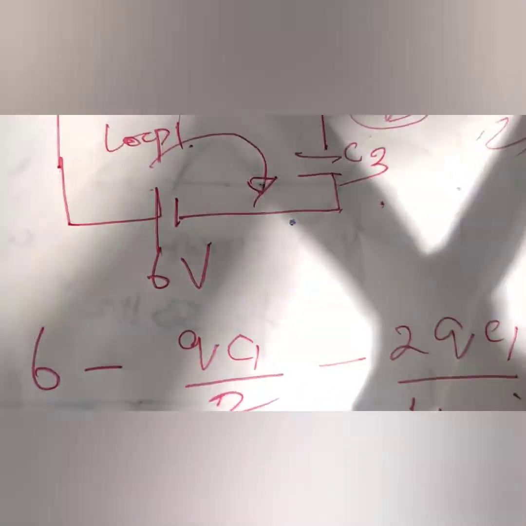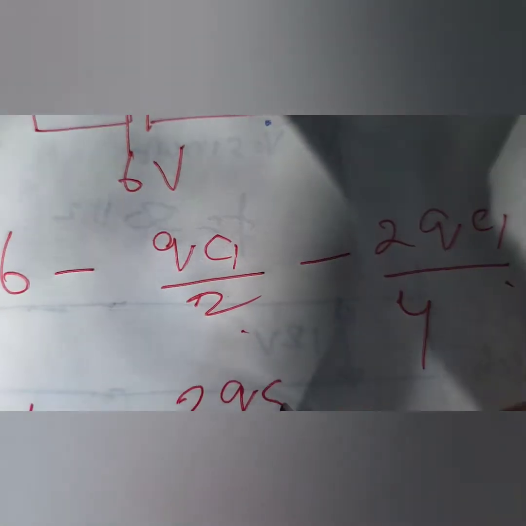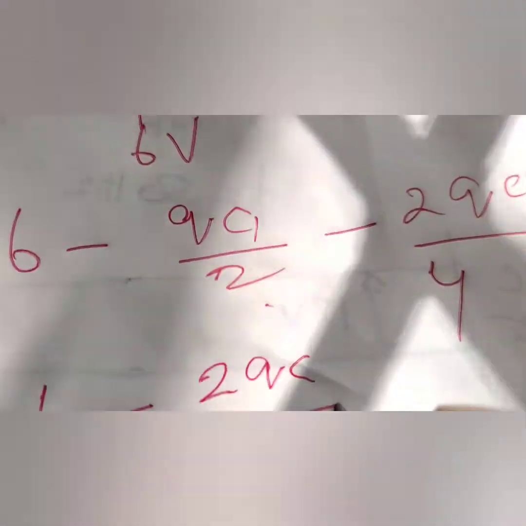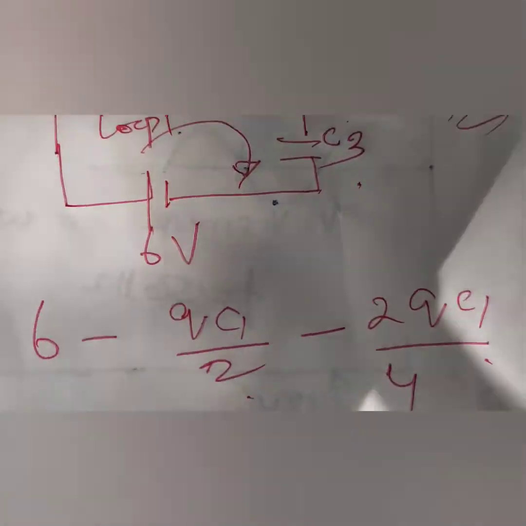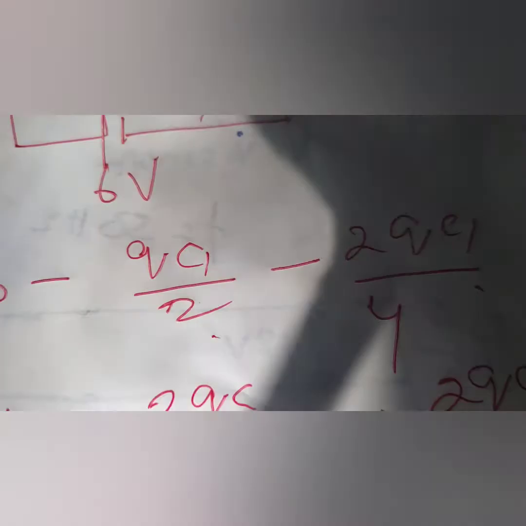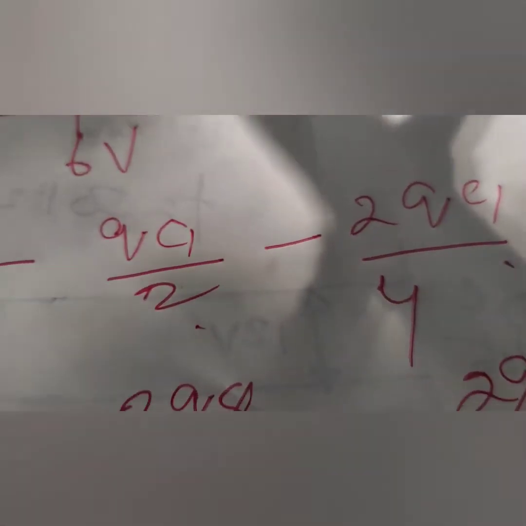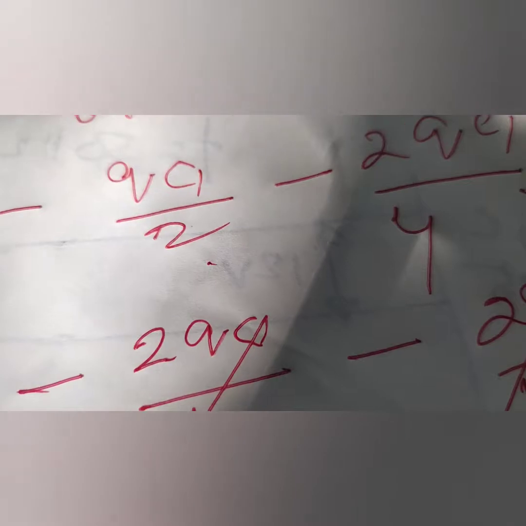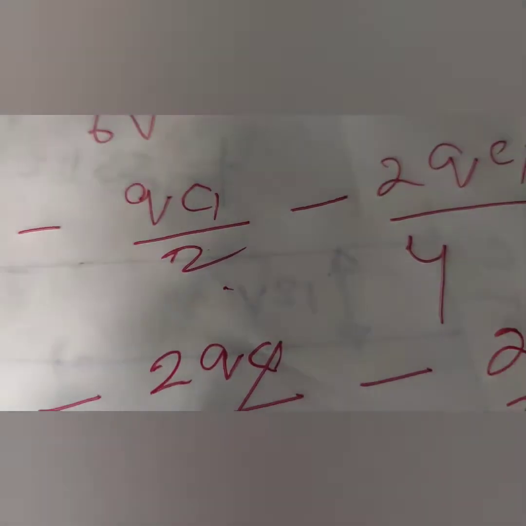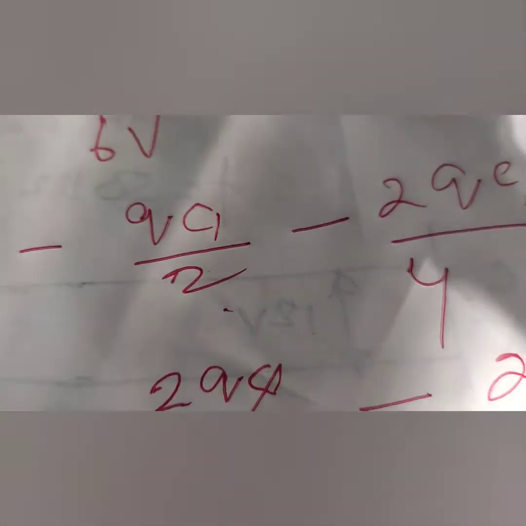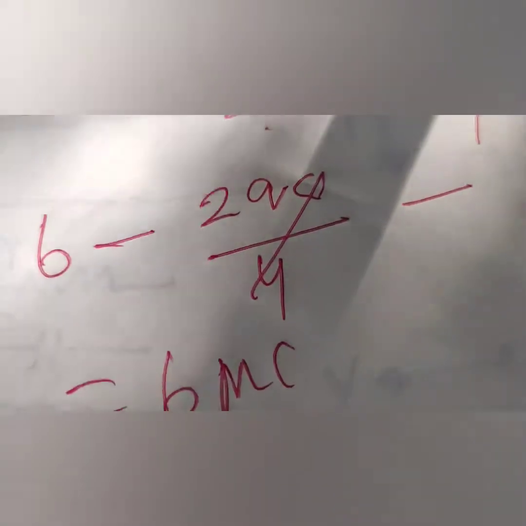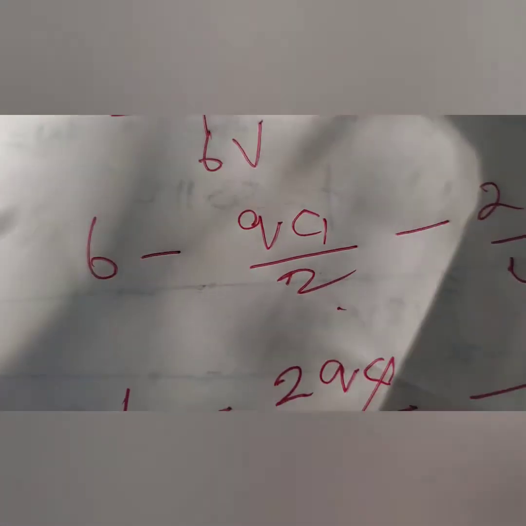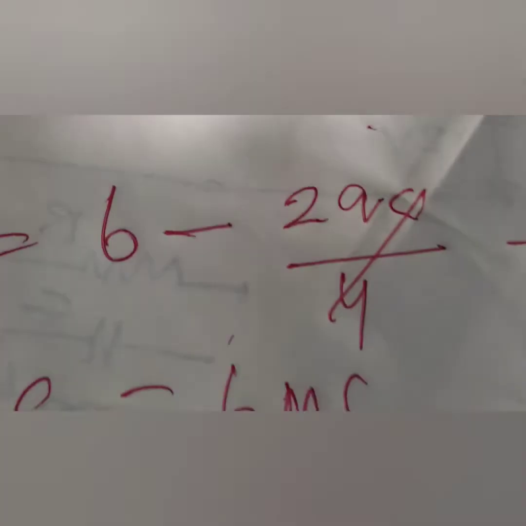That is 6 minus QC1 by 2 minus 2QC1 by 4. The QC1 by 2 and 2QC1 by 4 cancel out, and the answer is 6 microcoulomb. This is the charge across the capacitor C1, 6 microcoulomb.